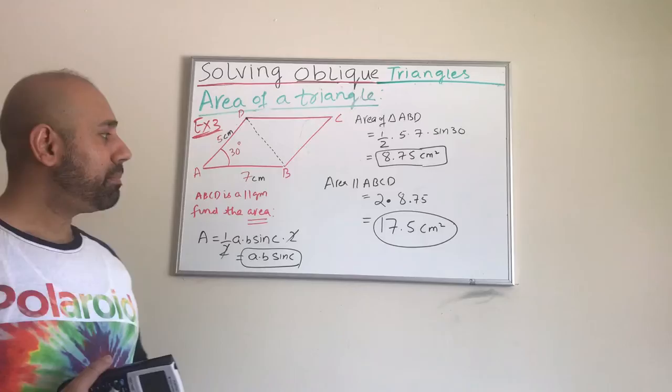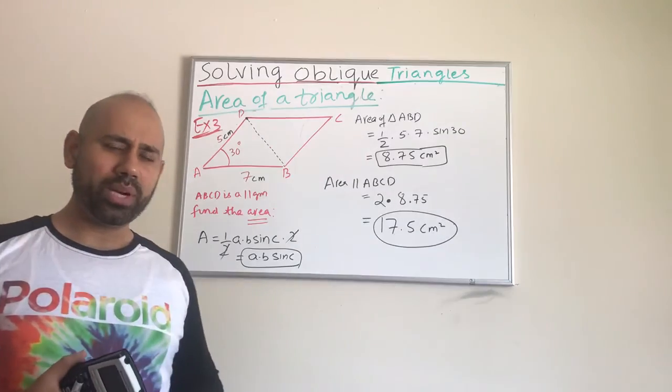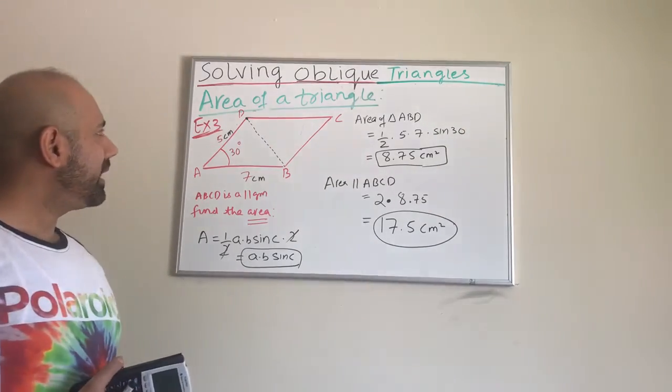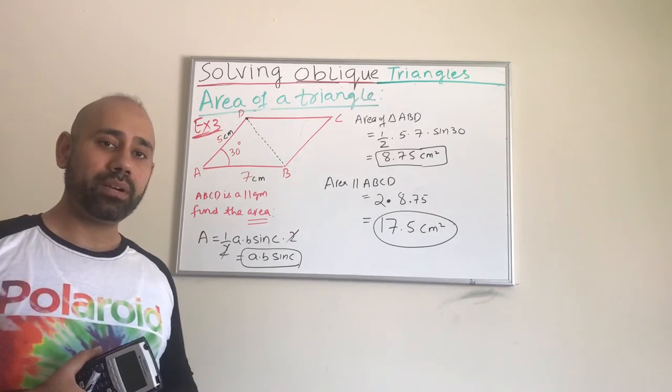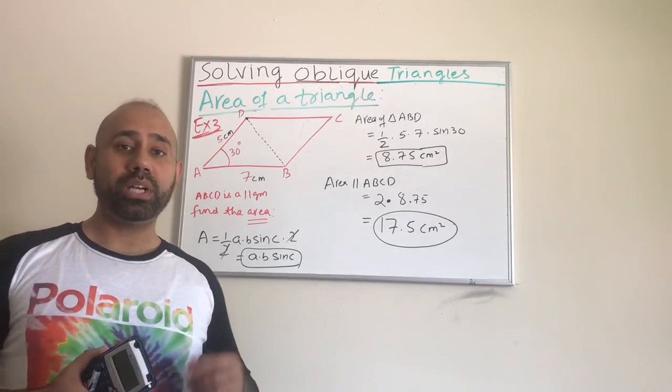Here I showed you some examples. I think I'm going to show you one more example for the area of the triangles, or more like an application of this concept of area of a triangle, and then we'll move into the cosine law.